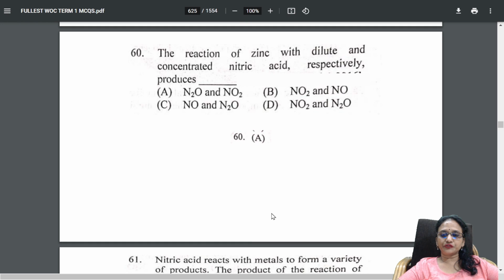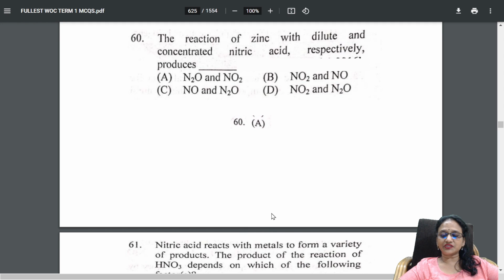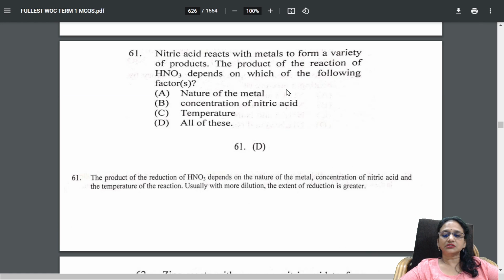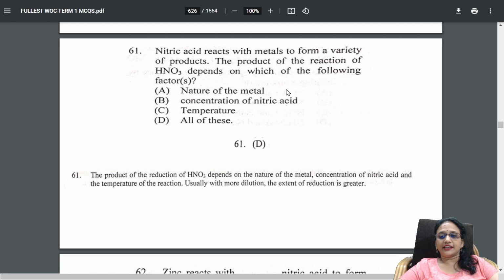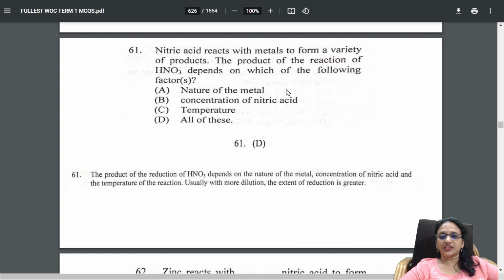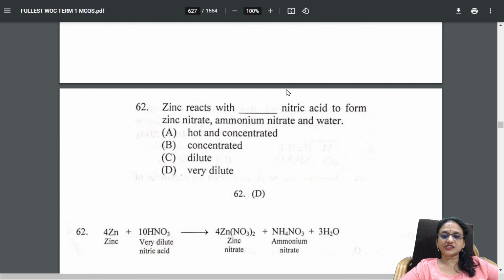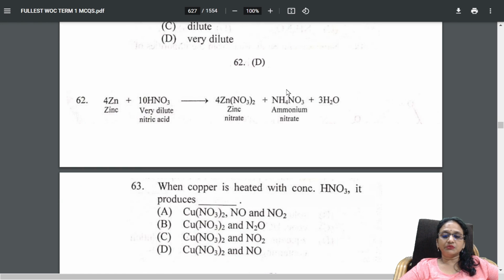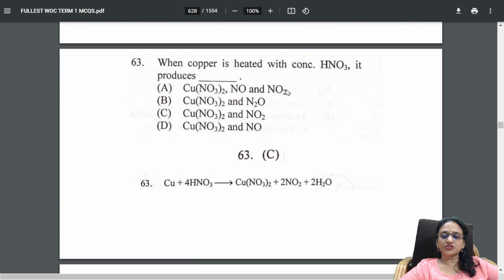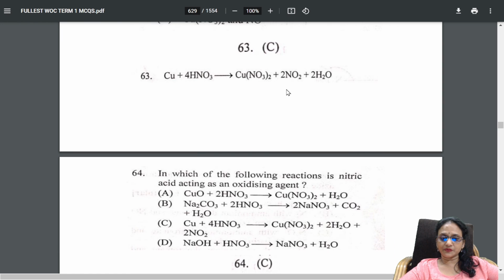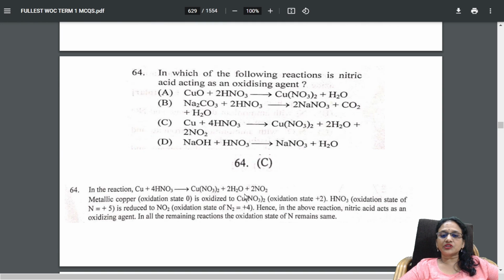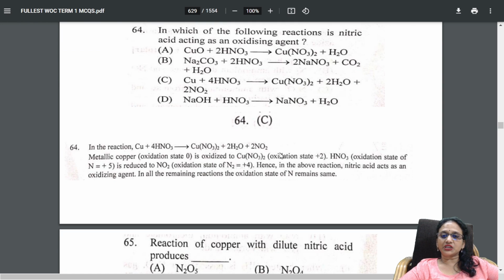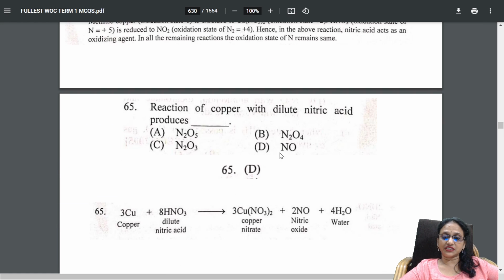Reaction of zinc with dilute and concentrated nitric acid, what gases are evolved? Reactions of nitric acid with metals, highly reactive metals and middle reactive metals, are very important. You need to learn the compounds with the gases. They're going to give you the reactions together like this. You should be able to learn and differentiate.